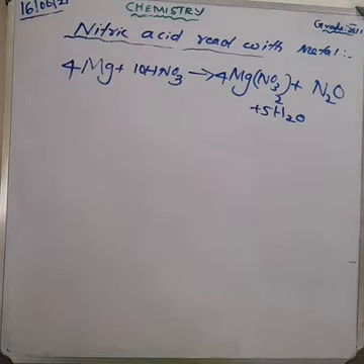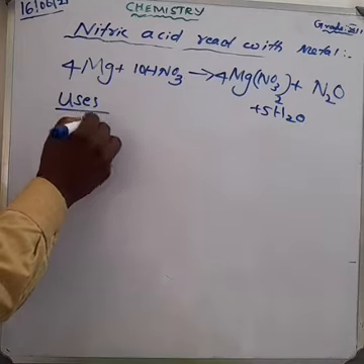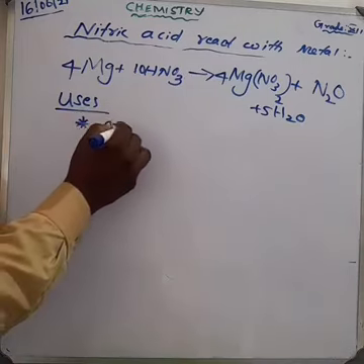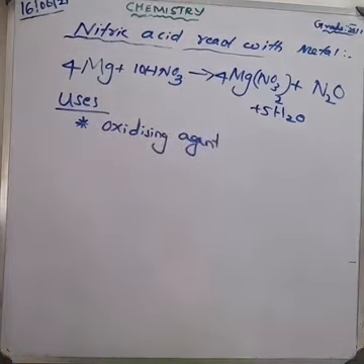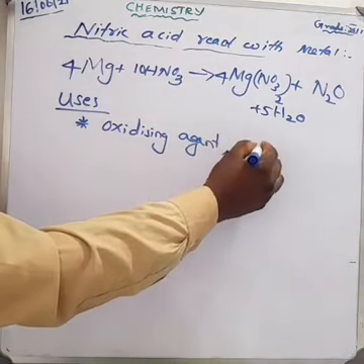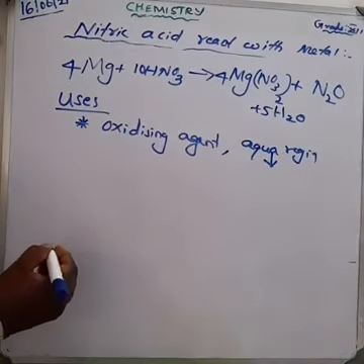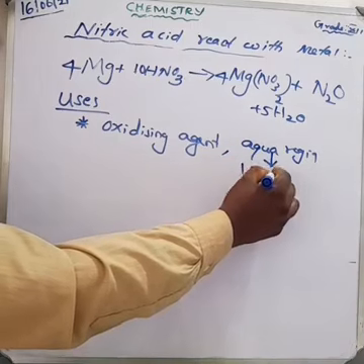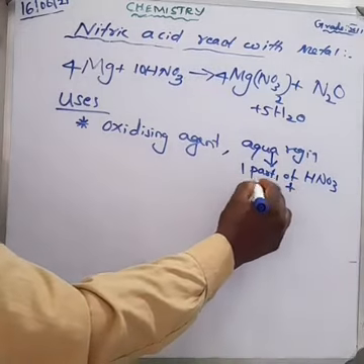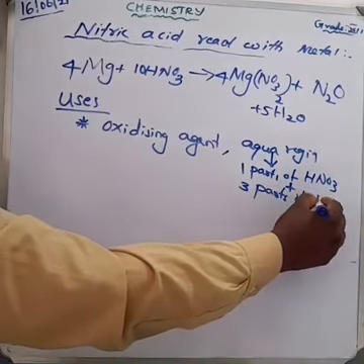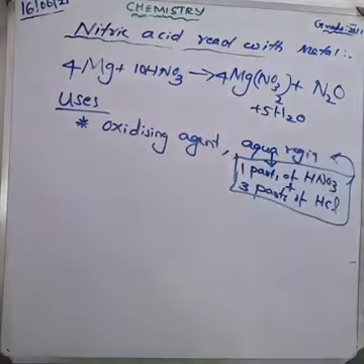Next, the uses of nitric acid. The first use is as an oxidizing agent. And one more point: in the preparation of aqua regia. What is aqua regia? Please note: aqua regia means 1 part of nitric acid plus 3 parts of hydrochloric acid. This mixture we call aqua regia.